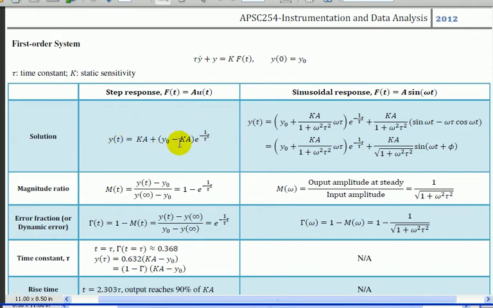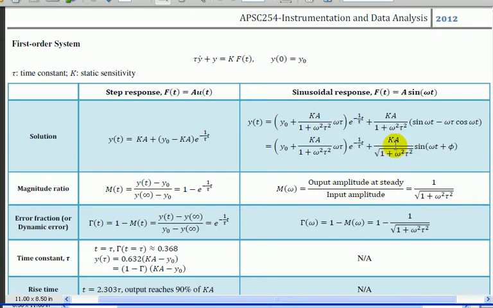For example, this is the solution for the step response of a first order system, and this is the solution for the sinusoidal response. Look at the definition of the magnitude ratio, M(t). For the step response, it is the current value compared to the initial value with the step change, and it is a time function. The magnitude ratio for sinusoidal input is a frequency response, a function of the input frequency, defined as the output amplitude at steady state divided by the input amplitude.